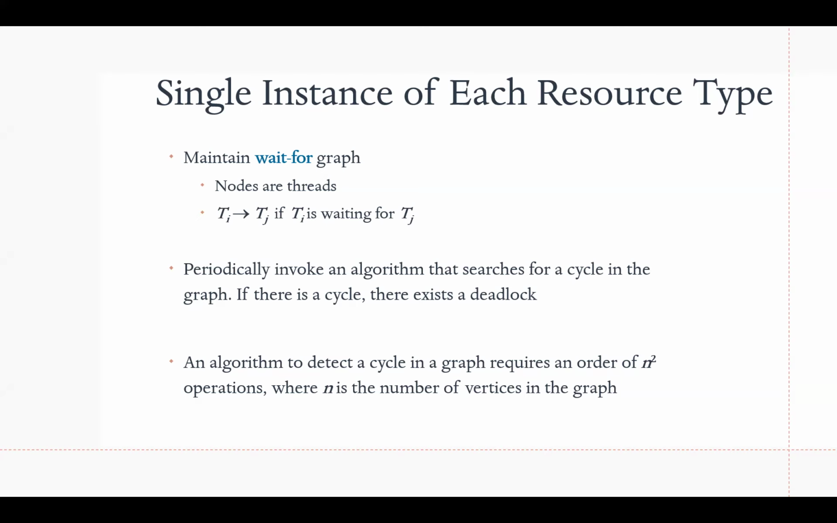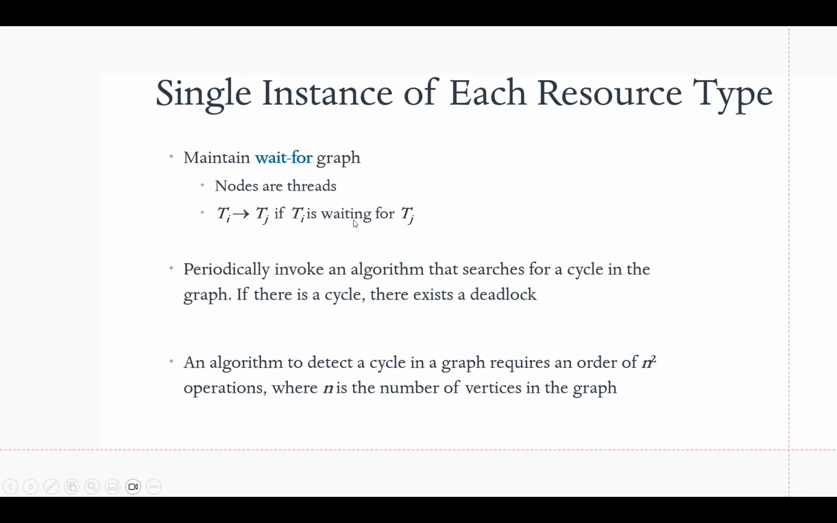So what are the contents of this particular wait-for graph? The wait-for graph contains only the nodes. The nodes can be the threads or the processes. And if there is an edge going from one thread to another thread, or one process to another process, for example here the directed edge is going from Ti to Tj, it means Ti is waiting for Tj. Ti is waiting for the resource which is held by Tj.